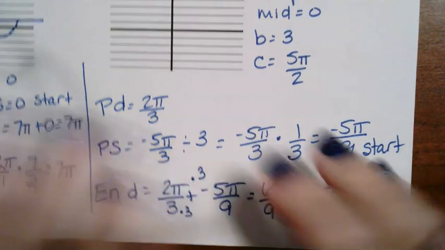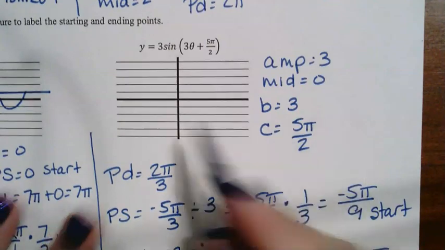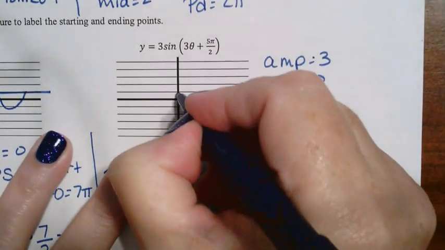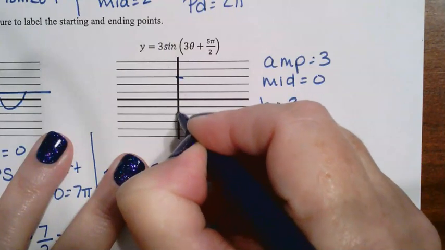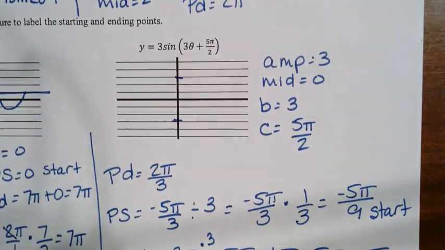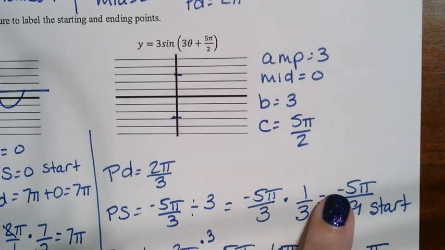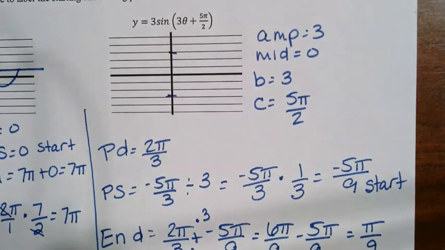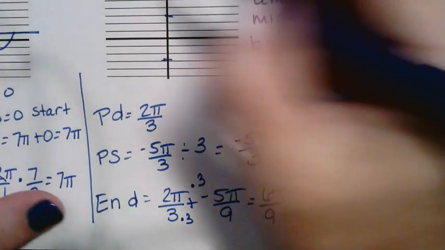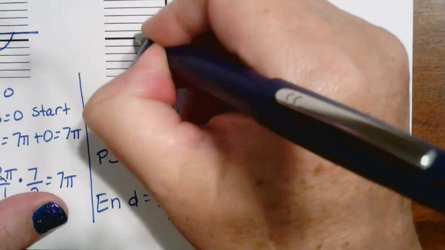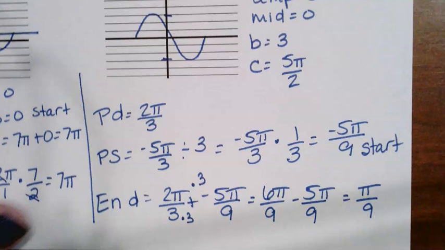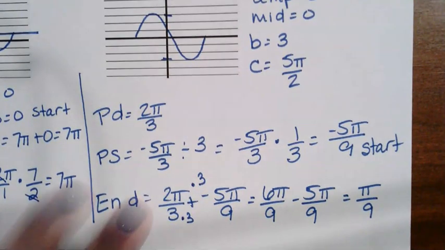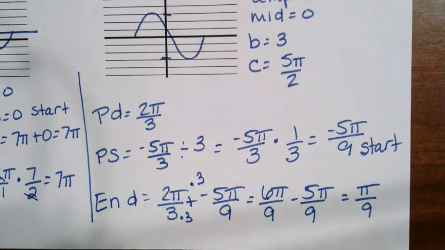Okay, so here we go. We're here at 0, we go up 3. 1, 2, 3. Down 3. 1, 2, 3. Here we start on the negative, and we end on the positive. So I'm going to start somewhere here over the negative, up, and there we go. There's our graph. Okay.